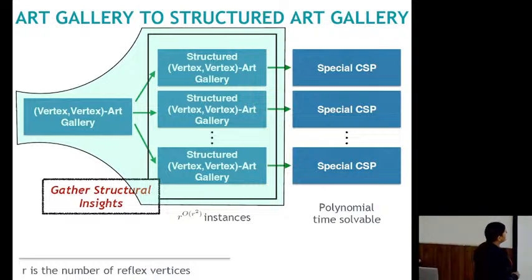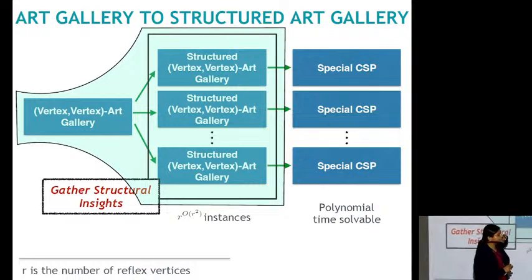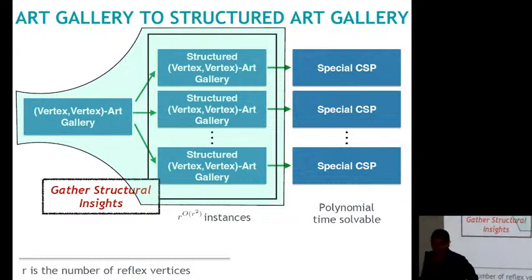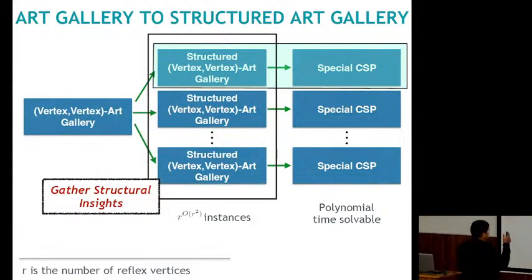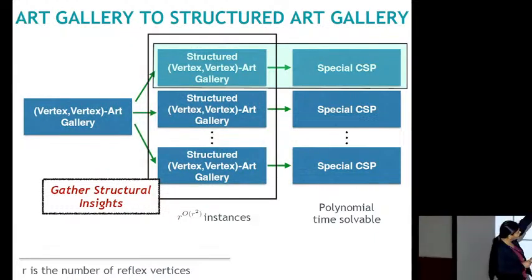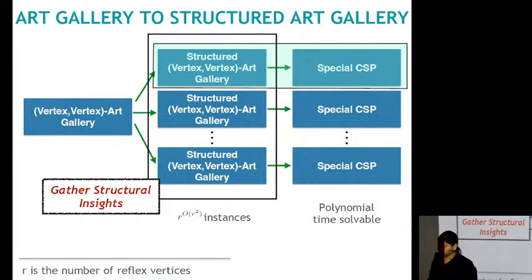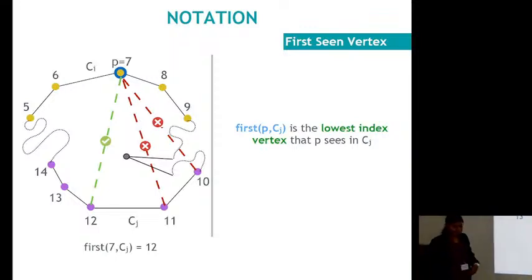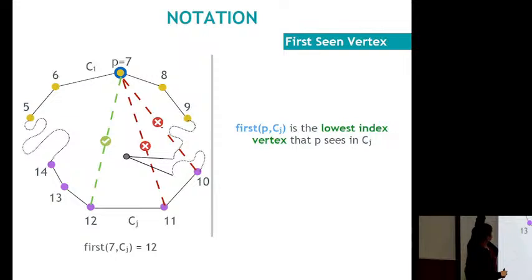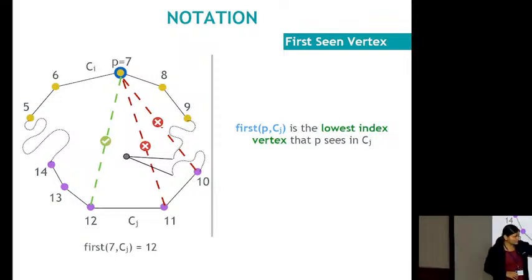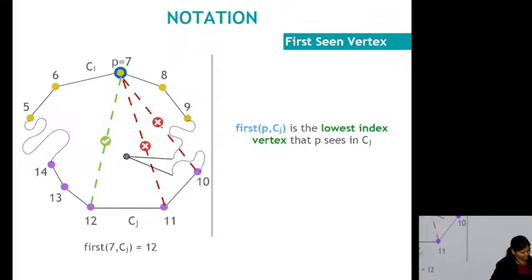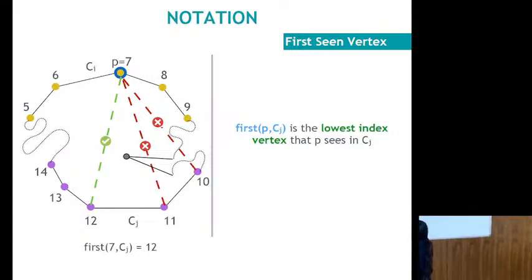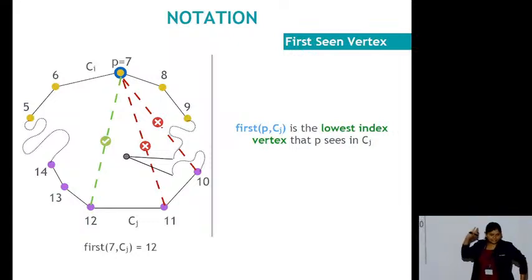And now we'll see how we can solve each of these structured instances using an algorithm for the special 2-CSP, which in our case is monotone 2-CSP. So let's see how we can solve the structured version using monotone 2-CSP. Just a few functions that will be useful. Suppose you have this convex region Ci and a convex region Cj. This also extends to when one or both of Ci or Cj are reflex vertices, but the most general thing is when they are convex regions, so I'll state it for them.